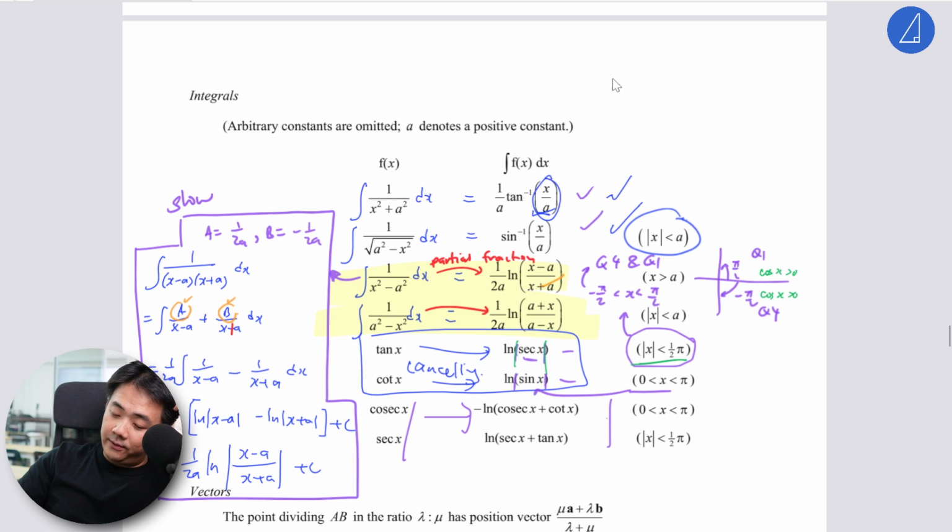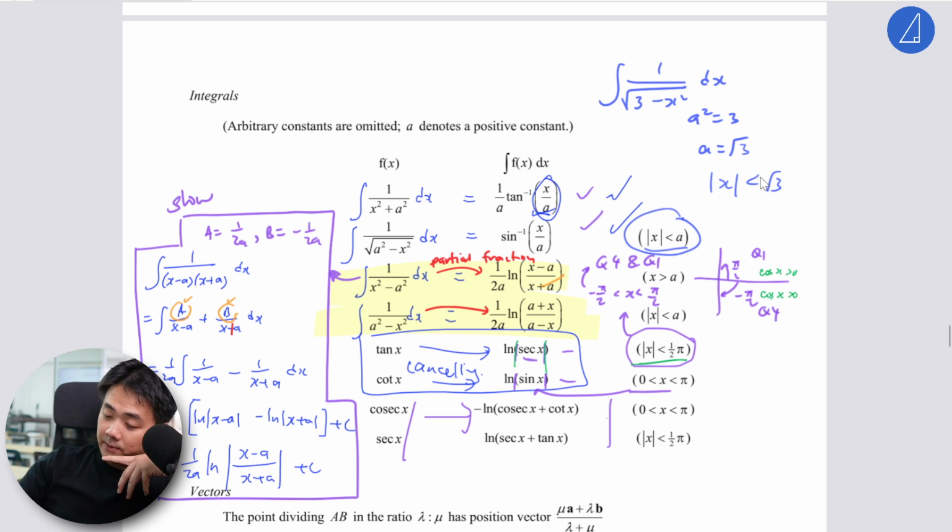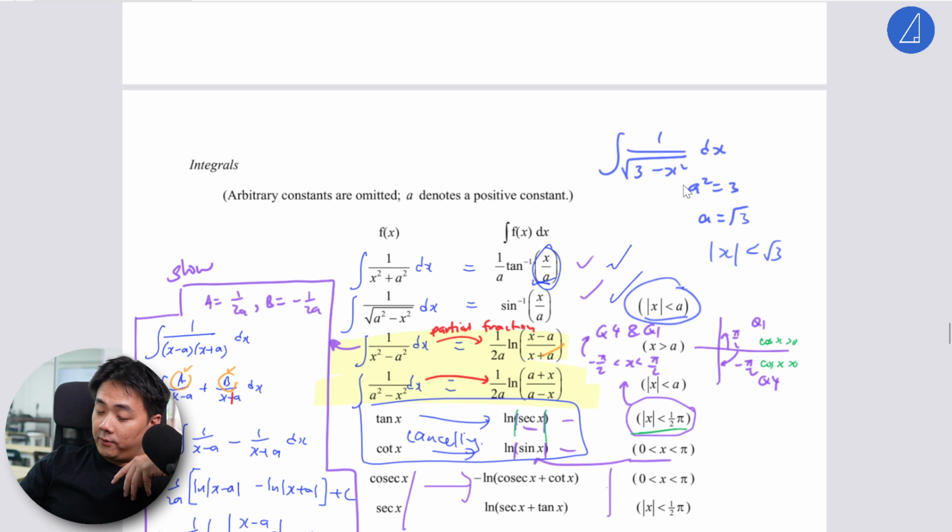So for example, if I've got square root of a square minus x square dx, let's say this is 3. Meaning my a square is equal to 3. So a is equal to square root of 3. So it will only be valid when I use mod x less than root 3. So essentially, if you sketch this curve, it will only exist between this value here.